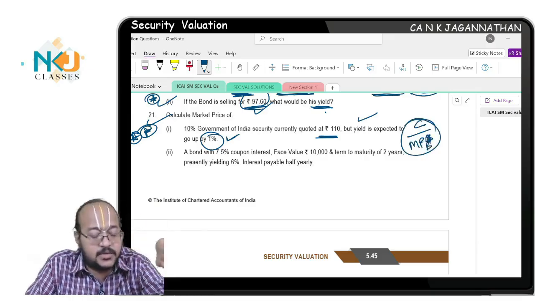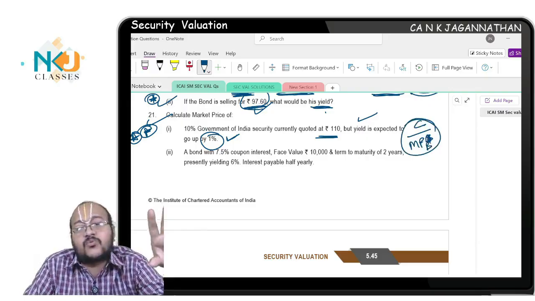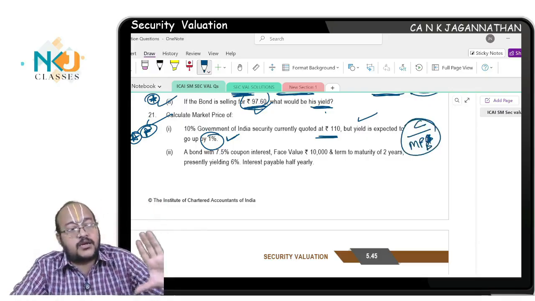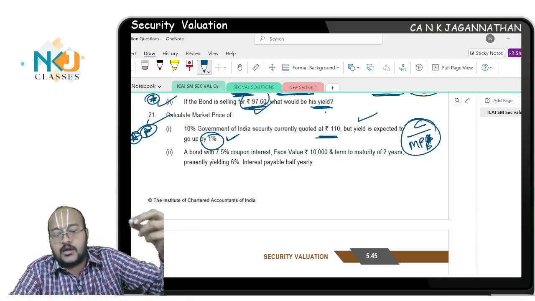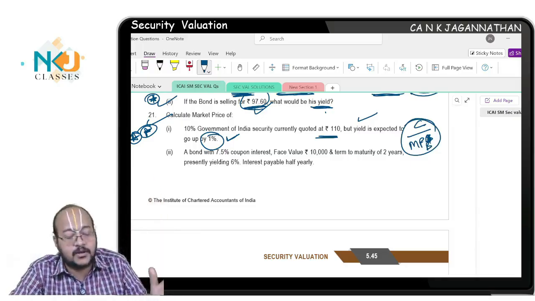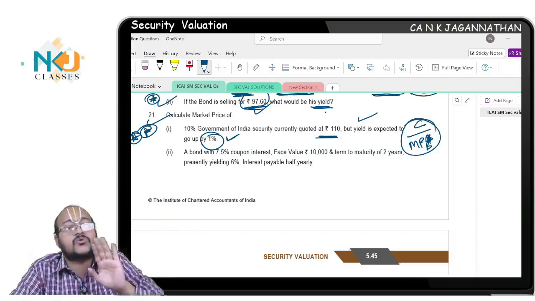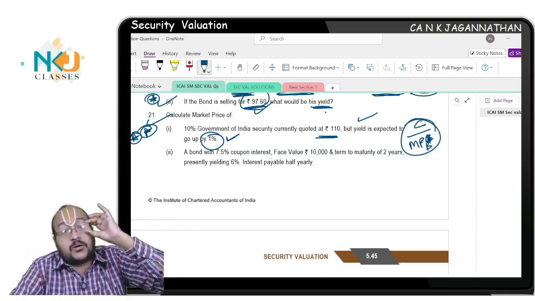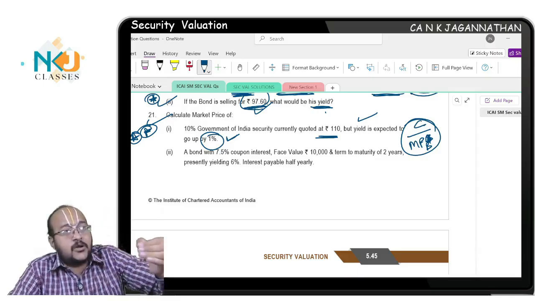Okay, this is current yield. It is something similar to dividend yield. You see, the income of a bond arises from two sources: one is the coupon, the other is capital gain. But the current yield ignores the capital gain income, just like the dividend yield in the share.